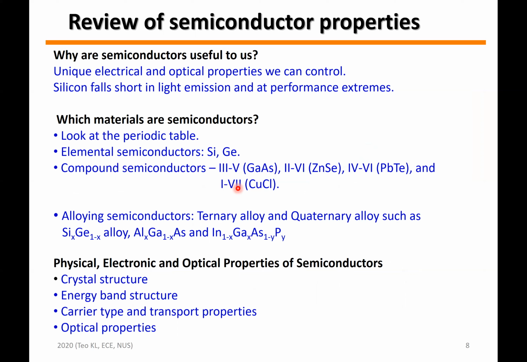Semiconductor alloys can be binary, ternary, or quaternary. So alloying semiconductors can form ternary alloys and quaternary alloys. Ternary alloys usually have three elements from the periodic table. Aluminum and gallium are from group 3, and arsenic is group 5 from the periodic table. So these are ternary alloys, three elements. Quaternary alloys have four elements: indium and gallium from group 3, arsenic and phosphorus from group 5. So they form the indium gallium arsenide phosphide alloy semiconductors. You can even have a binary alloy, for example, silicon germanium.